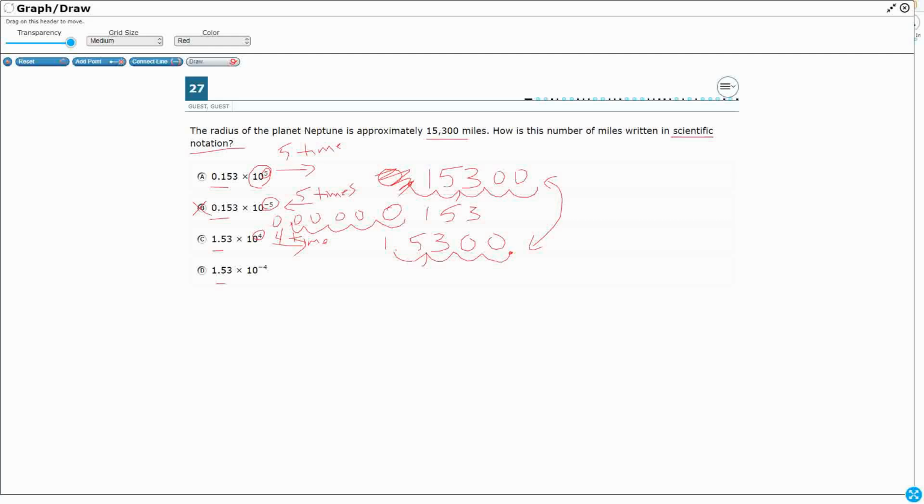And then we can already go ahead and mark out this D, right? Because look at that, it's going to be 1.53, but I'm going to the left 4 times. And yeah, that's not going to work. 1, 2, 3, 4. Put your zeros in there. It ends up being the same as what we've got up there. All right, so not going to work.